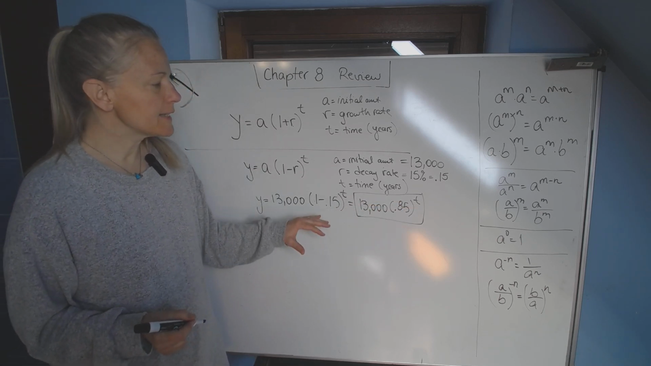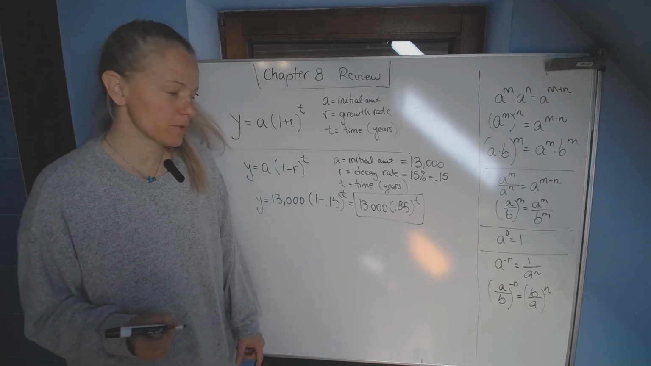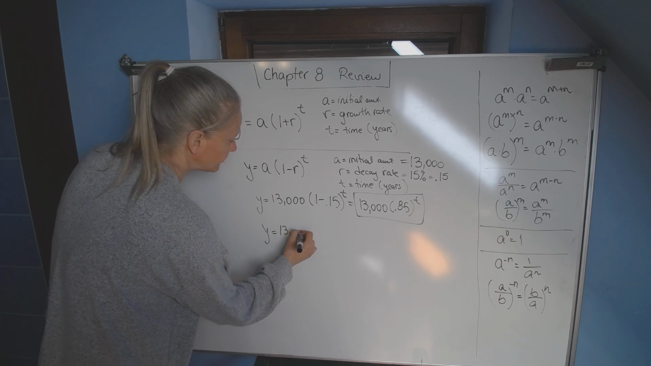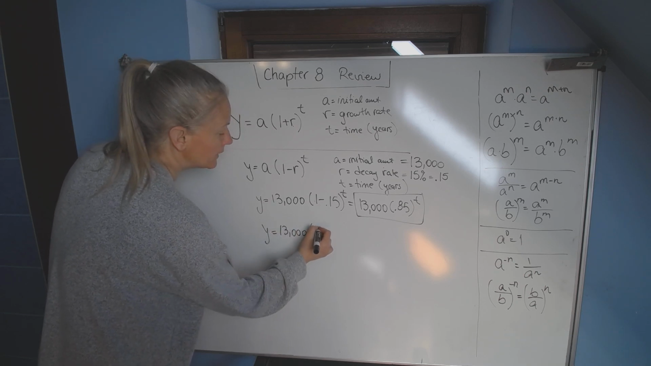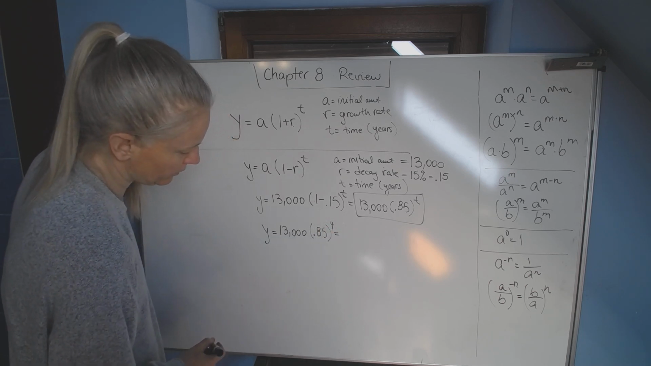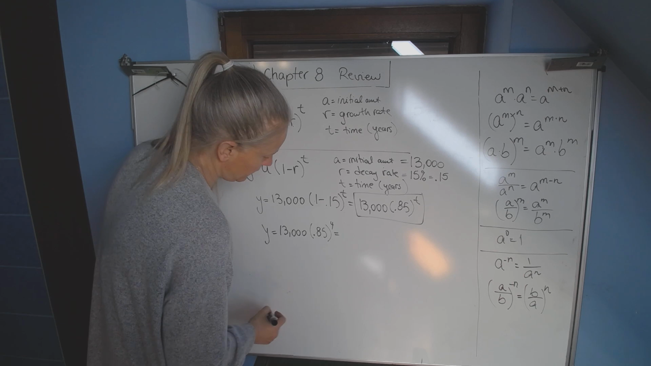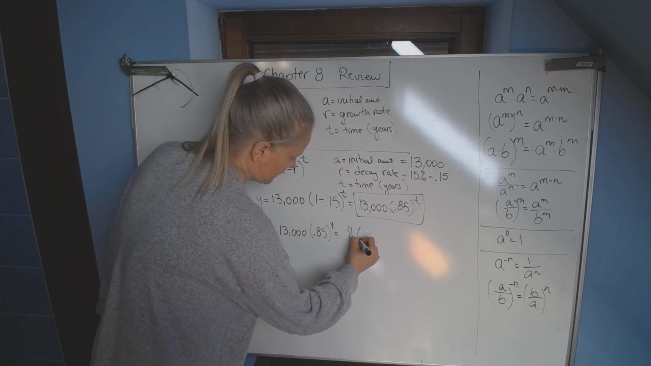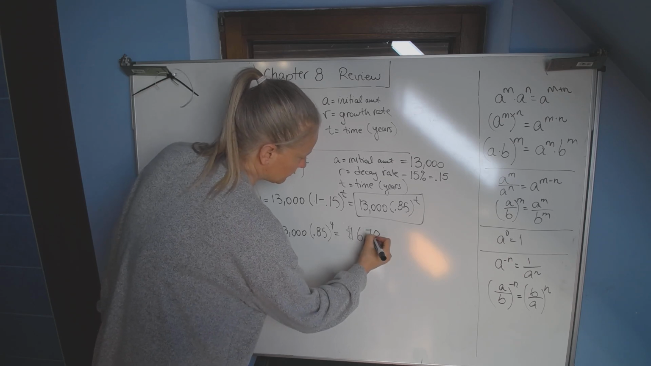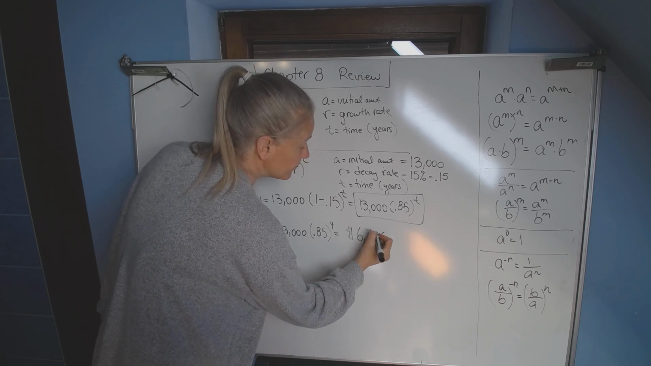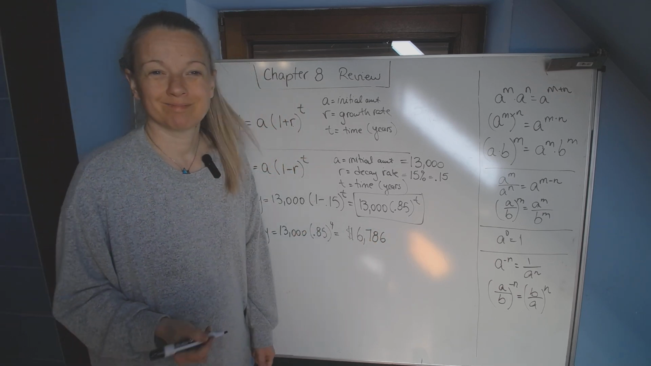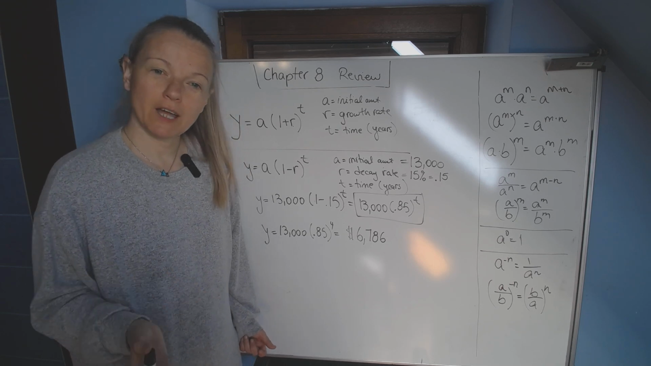And now I want to know what is the value in 4 years. That T becomes 4. So this becomes y equals 13,000 times 0.85 to the 4th power. You are going to put this in your calculator, and you're going to end up with about $6,700 and 86 cents. So really, in 4 years, that car is a little bit over half of its value.